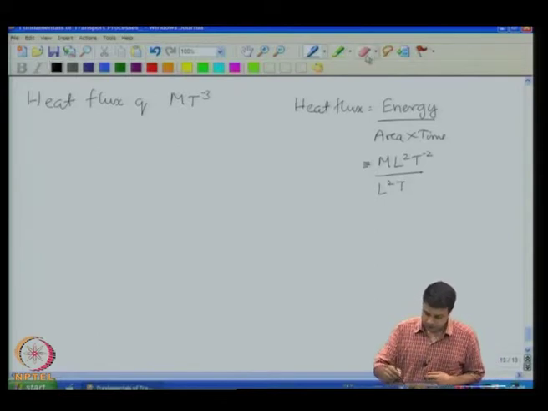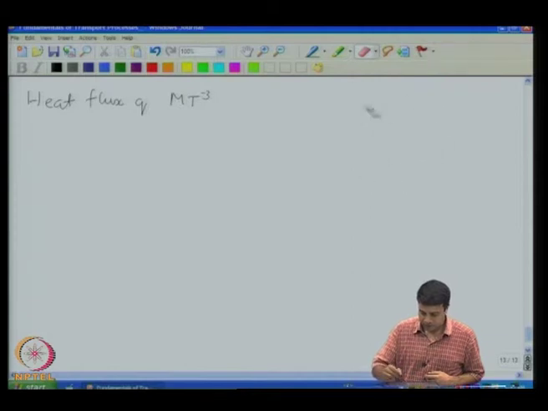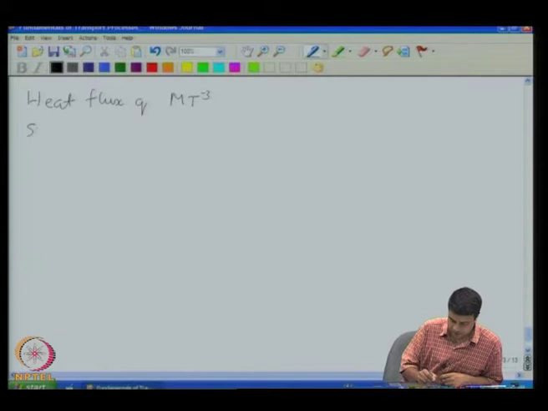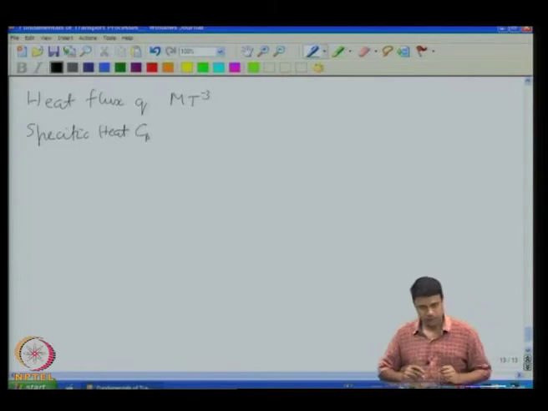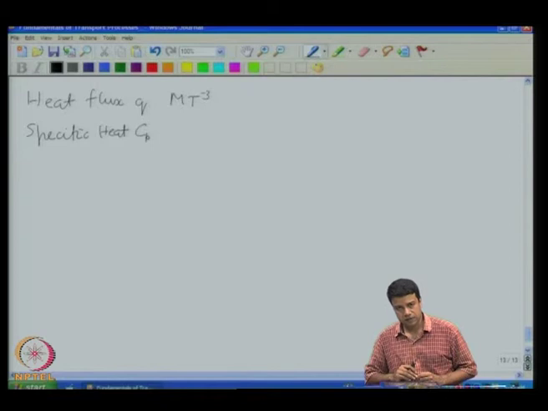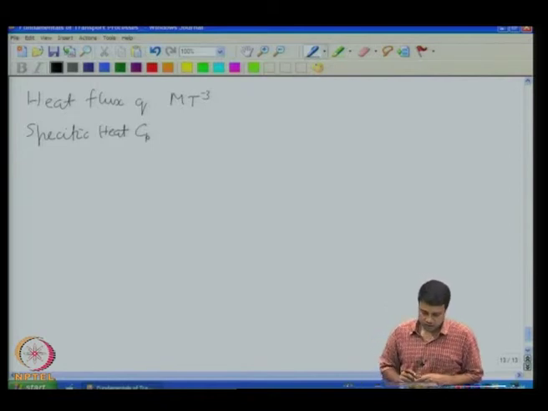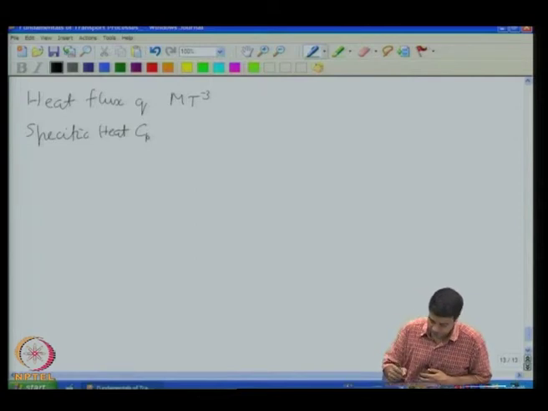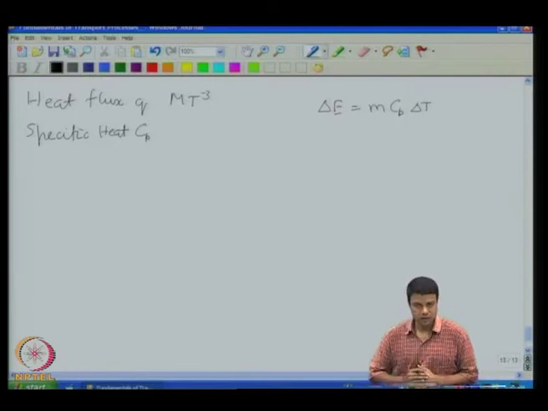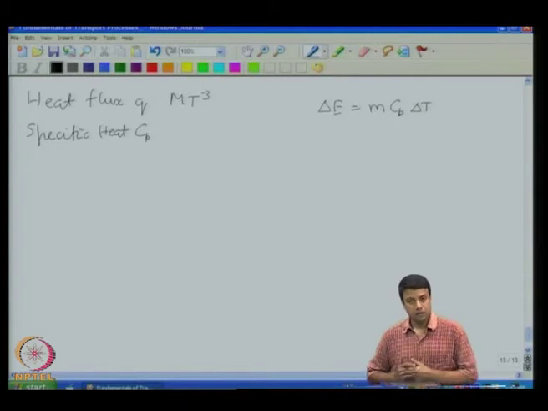Another quantity of importance in heat transfer applications is what is called the specific heat. It's written as Cp for processes at constant pressure and Cv for processes at constant volume. How do we get the dimensions of this Cp? You can get this from the relationship that the change in thermal energy due to a change in temperature is given by m Cp delta T at constant pressure.